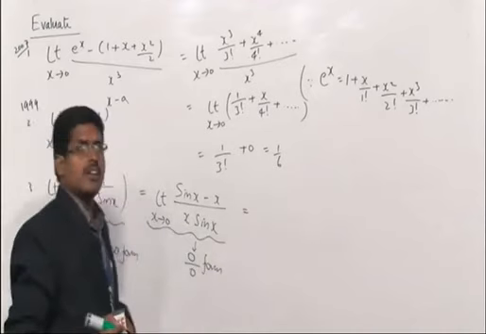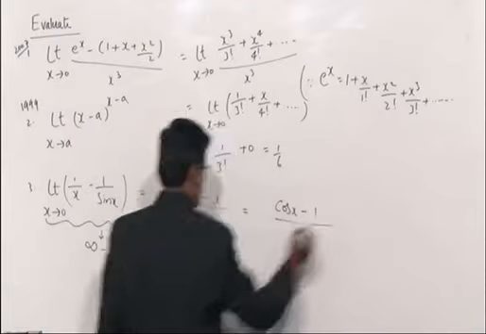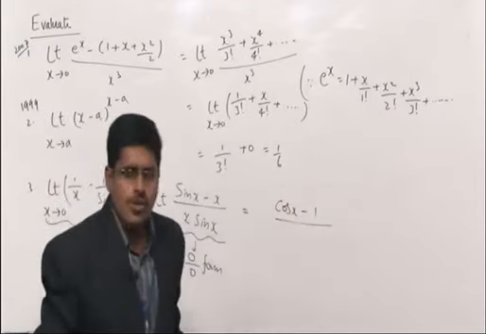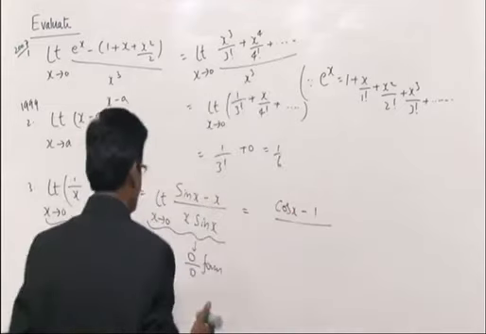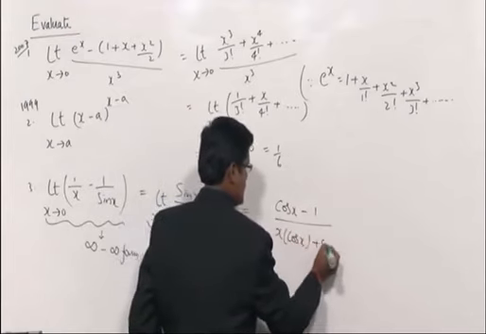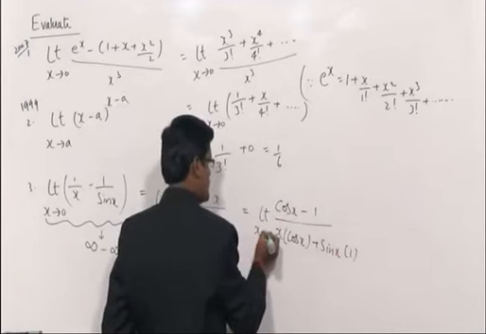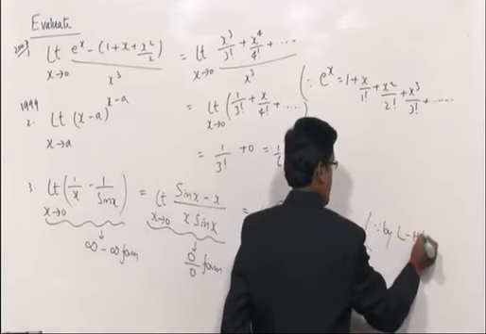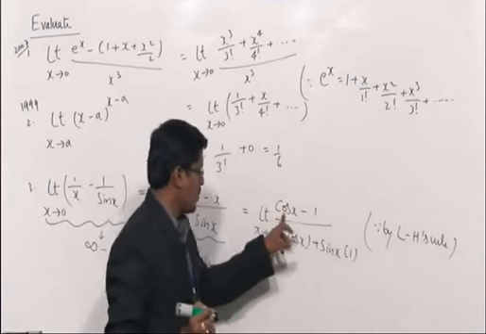Separately differentiate numerator and denominator. Sin x derivative is cos x, x derivative with respect to x is 1. This is the product rule in differentiation, that is u into v dash plus v into u dash. That means x into sin x derivative cos x, plus sin x into x derivative with respect to x, 1, limit x tends to 0. Okay? Since by L'Hospital's rule.